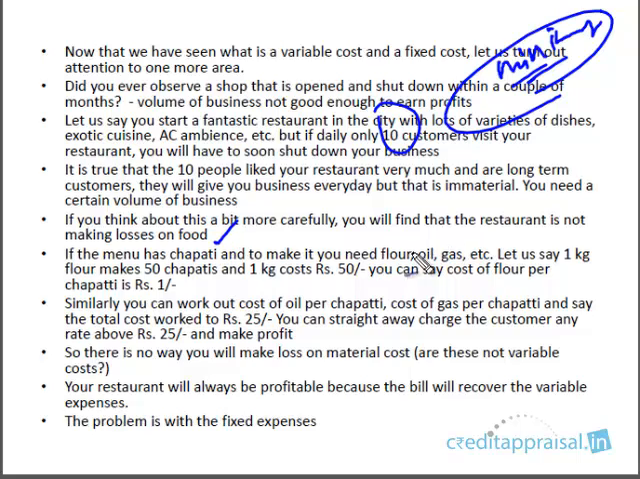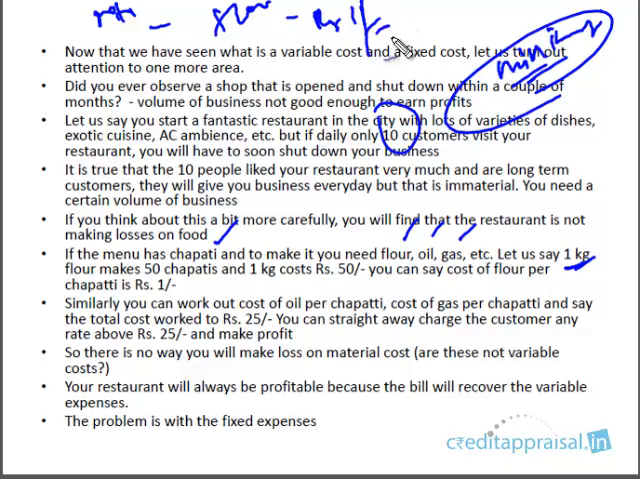Okay, and to make this you need a lot of items. You need flour, you need oil, gas, and various inputs. So let us assume that 1 kg of flour will make 50 rotis and 1 kg costs 50 rupees. So you can say the cost of flour per roti is 1 rupee. When you make 1 roti, the cost of flour will be 1 rupee per roti.